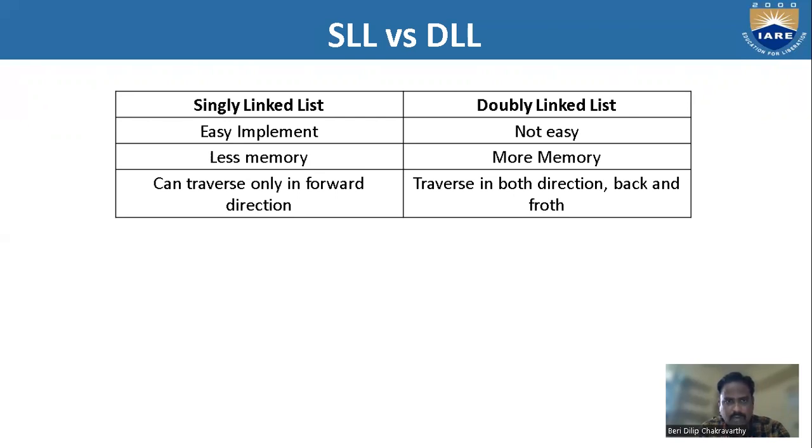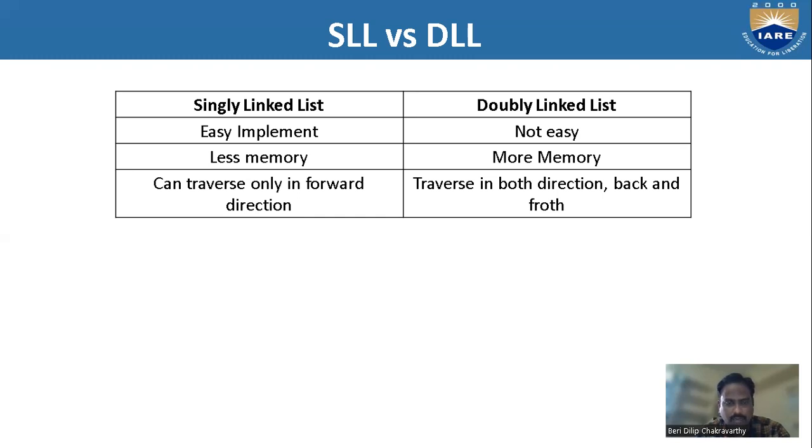And the second difference between single linked list and double linked list is that in a single linked list, as we are going to store fewer links, fewer addresses, we require less memory. Whereas in a double linked list, we require more memory. So that is the drawback, as I already told you, for the double linked list.